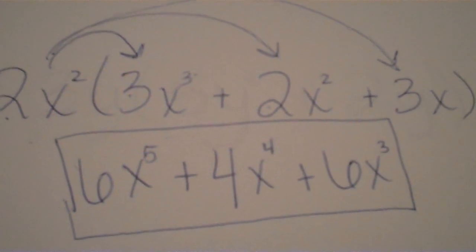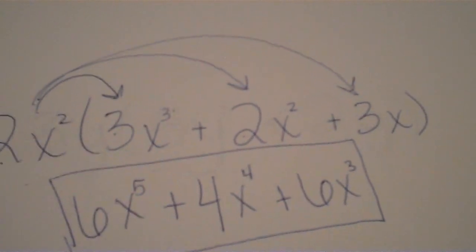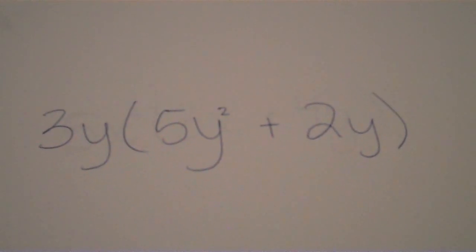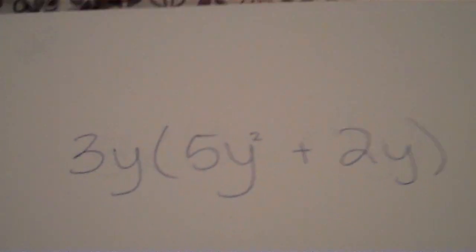So the only thing different, we're still just multiplying numbers now. All we're doing is adding exponents. So let's look at another example. We're going to do a lot of examples. Now we have y's. It's the same thing. So go ahead and write that down. 3y, parentheses, that's 5y squared, plus 2y, close your parentheses.